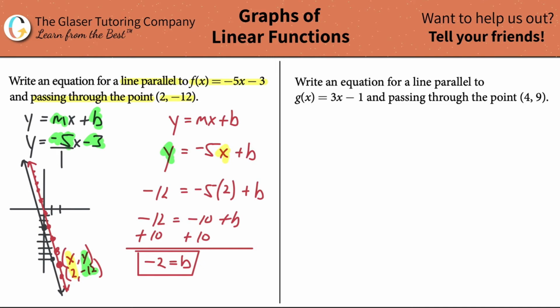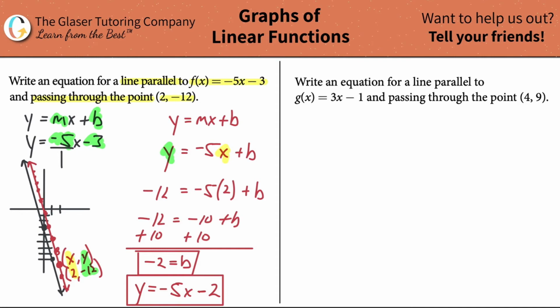So we're almost there. Remember, they want an equation. So just take the slope and the y-intercept and plug it all in. The new equation of that red line is going to be y = -5x - 2, because the y-intercept there is -2. That's what we found. And this, ladies and gentlemen, is my equation of that red line. So let's take a look at the second example and let's see how fast it goes.